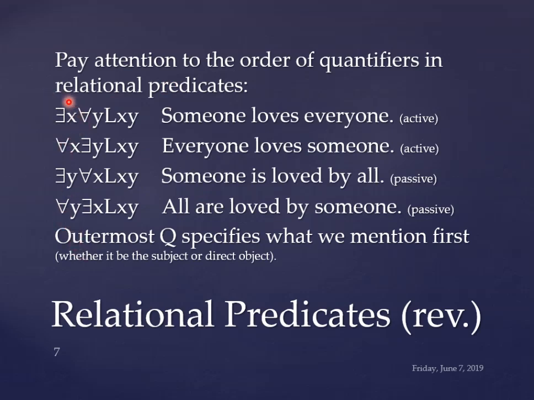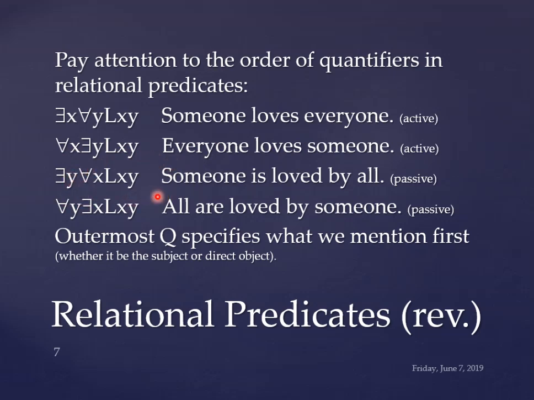So here's the outermost quantifier. That's definitely an existential. So some X loves all the Y's. So that's nice and straightforward, right? That's your nice left to right type of reading that we're used to in English. Everyone loves someone. Okay, that all makes sense.